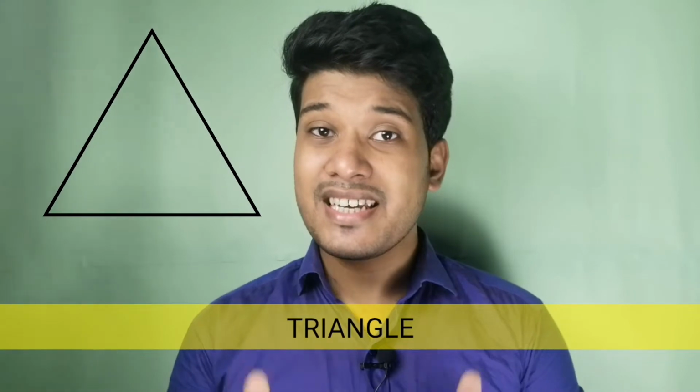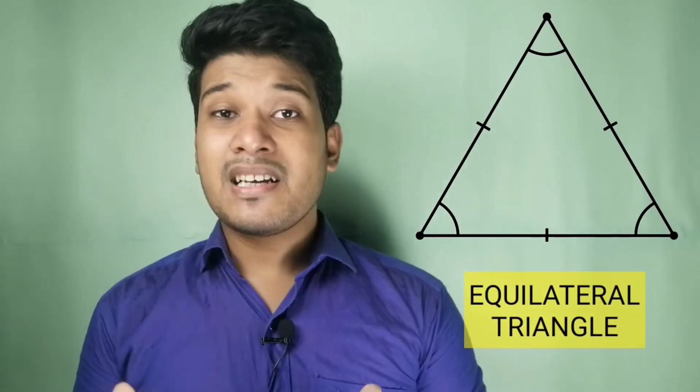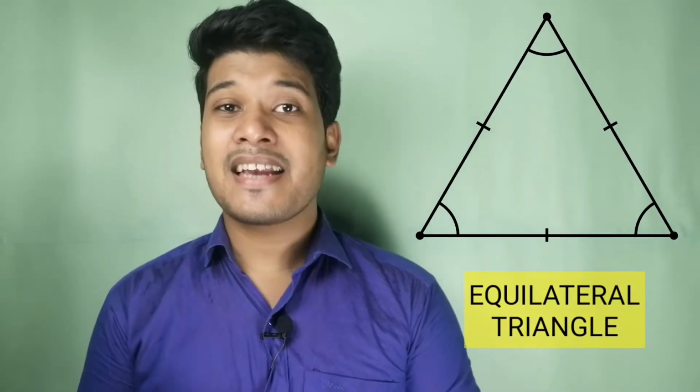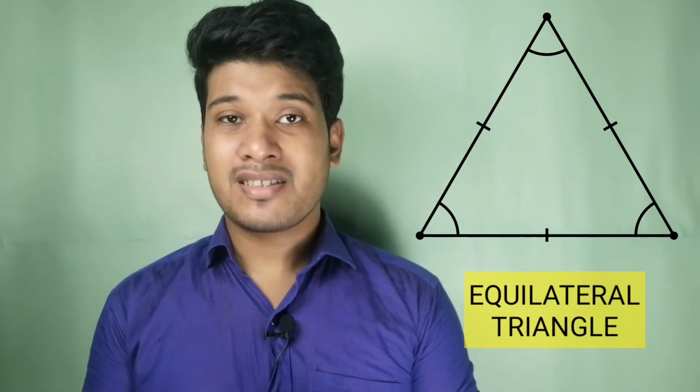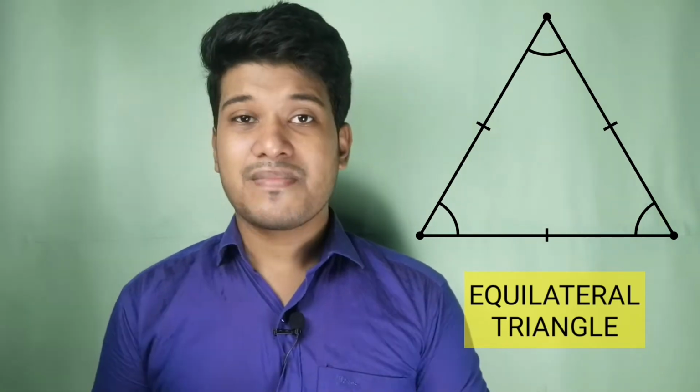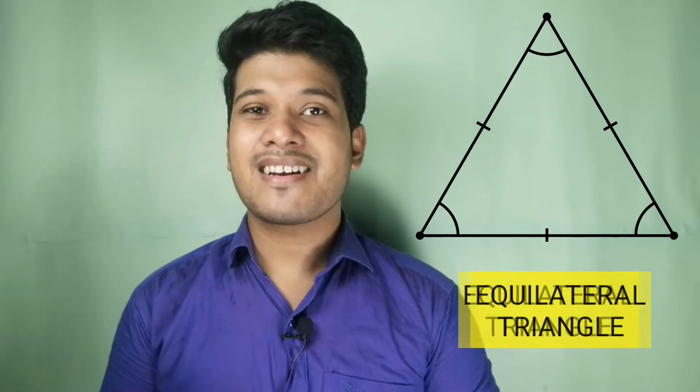Okay, so at first let's talk about triangles. Triangles are polygons with 3 edges and 3 vertices. As you're now seeing on the screen, this is a triangle, and there are several types of triangle. The first one is the equilateral triangle. All 3 sides of an equilateral triangle are equal, and all 3 angles are equal, each 60 degrees. Everything is equal, that is why it is called an equilateral triangle.